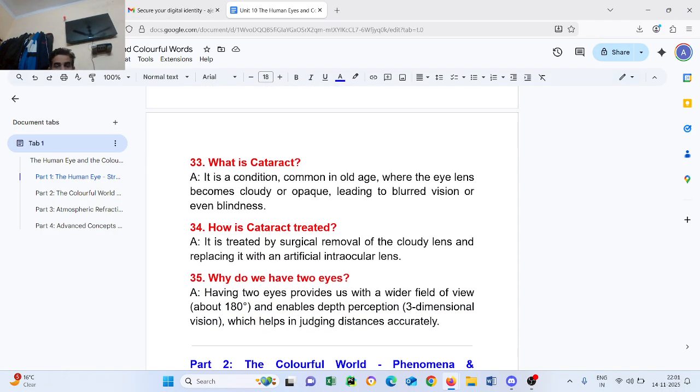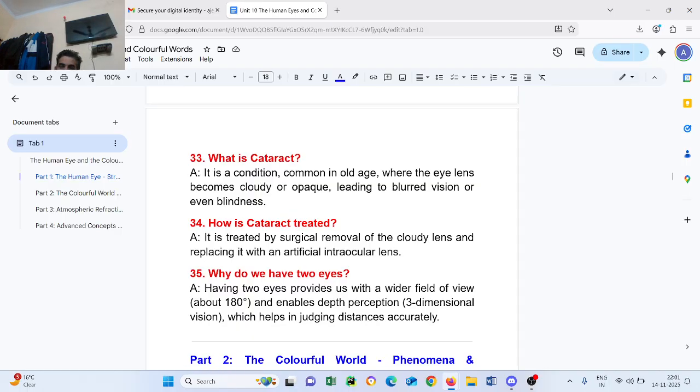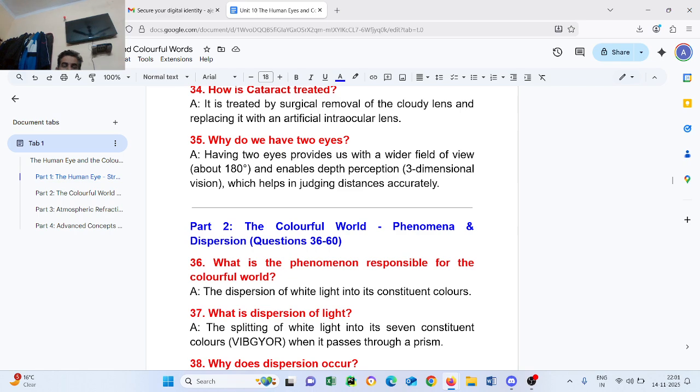Question number 35. Why do we have two eyes? Having two eyes provides us a wider field of view, about 180 degrees, and enables depth perception, three-dimensional vision, which helps in adjusting distance accurately. Question number 9. Now we move to part 2, the colorful world phenomenon and dispersion.